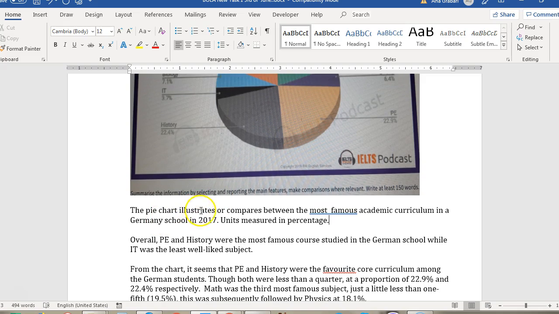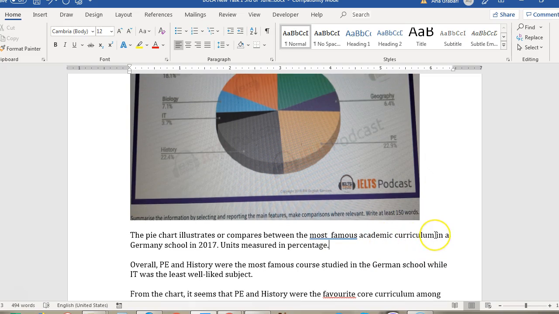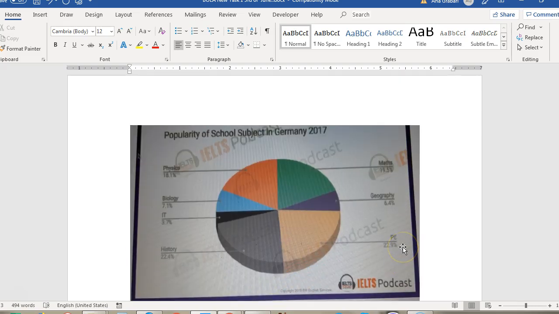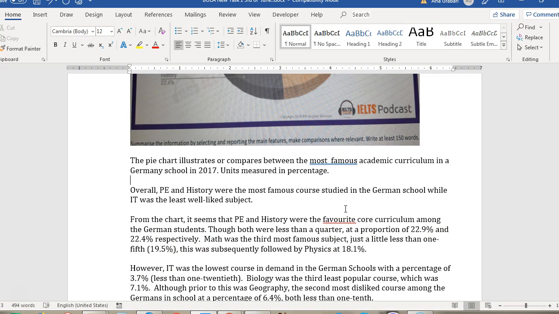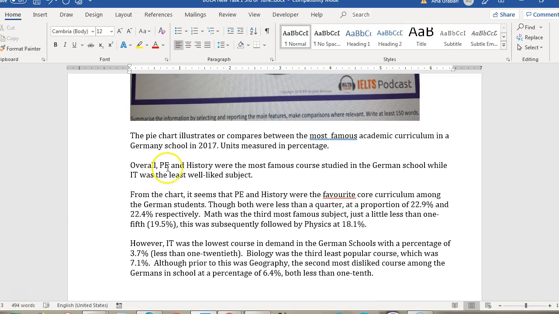You could say the pie chart compares the most popular academic curriculum choices in a German school in 2017. Though I would say academic curriculum choices is a bit over the top. So perhaps you could say academic subjects and that's it. Most famous, I wouldn't say most famous, it's just a matter of preference, right? Overall, yes, and you can add a comma here and say the units being measured in percentage, which is okay.